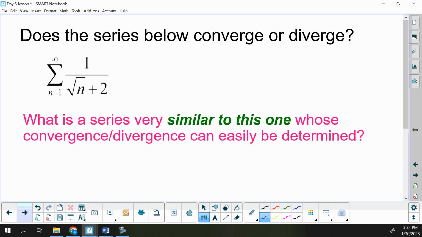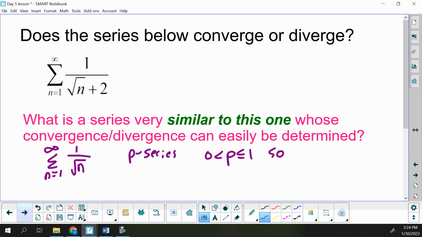All right, let's look at another one. We want to know if this series converges or diverges. So let's pick something nice. Hopefully by this point, you're comfortable picking out that 1 over square root of n would be a nice one. This is really 1 over n to the 1/2. This is a p series where p is greater than 0 but less than or equal to 1. So it diverges.